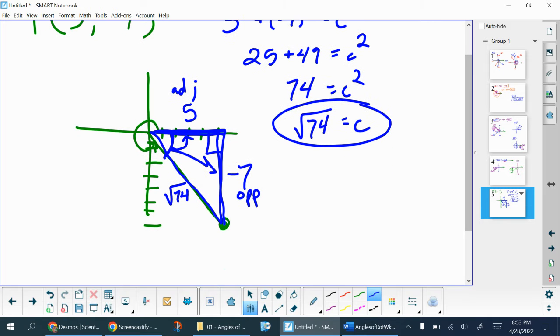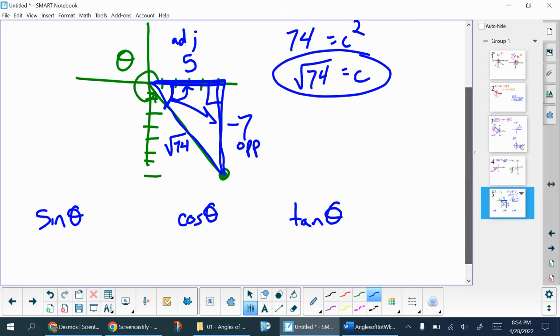And so now the questions are going to ask, well, what is the sine of theta? What is the cosine of theta? And what is the tangent of theta? And even though this green angle that I marked is technically theta, what we're actually using to define sine, cosine, and tangent of this green angle all the way around is the reference angle. So from this angle, we define sine. Sine is opposite over hypotenuse. So it is going to be negative 7 over the square root of 74.